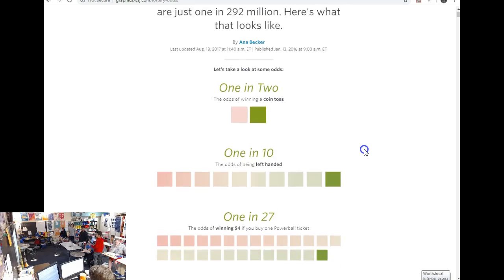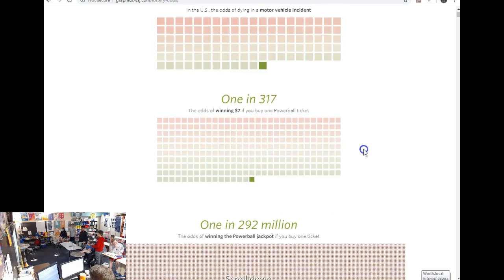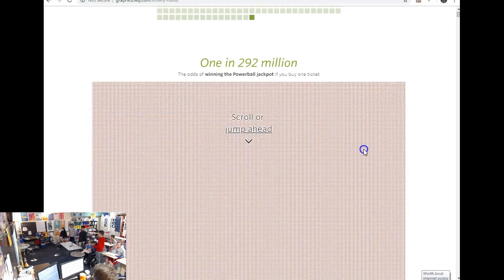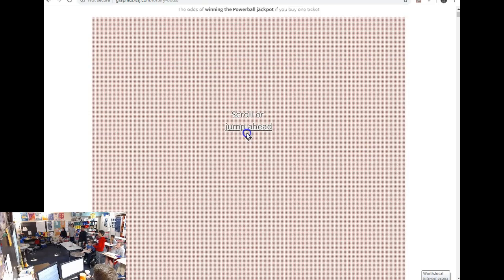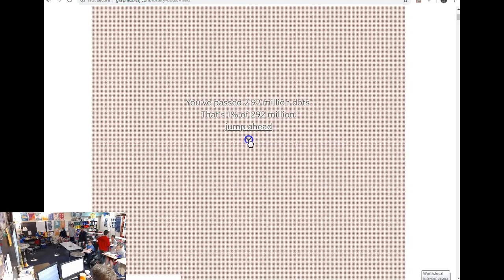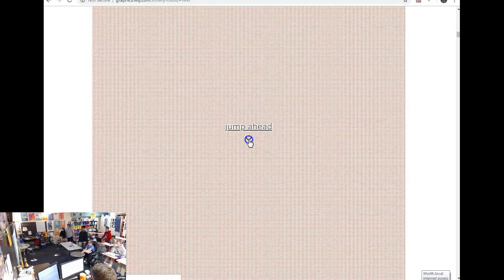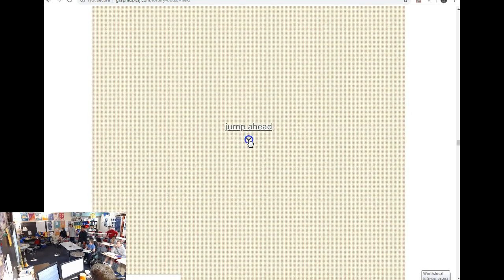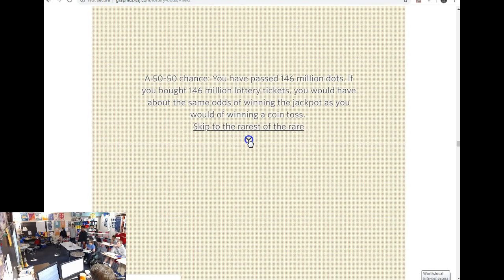Scroll down. Okay, now there's the Powerball. Now press jump ahead. And this is it scrolling down at an insanely fast pace. That's 1% of it. So visualize that the computer would randomly pick one of those dots, and you have to pick the exact same dot that the computer picked.